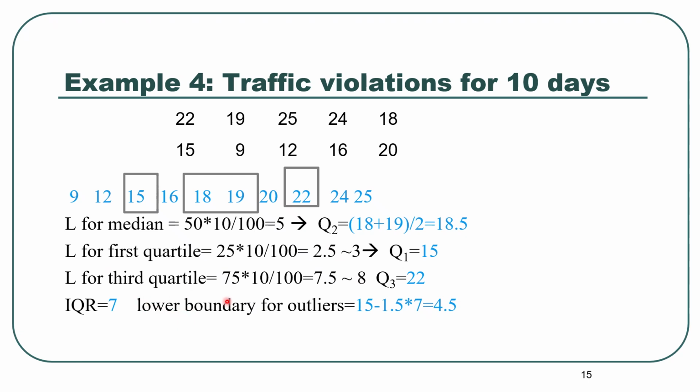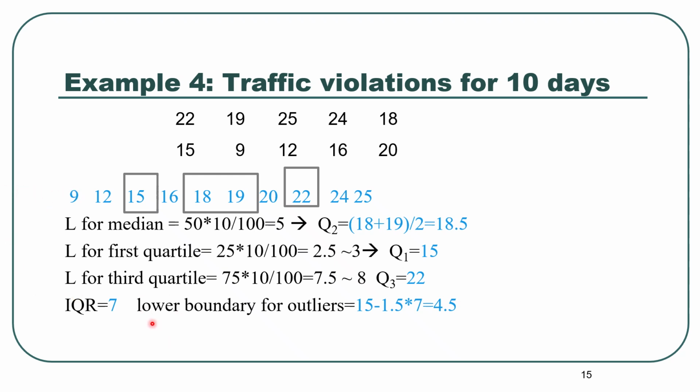So the lower boundary for outliers, which is any observation beyond 1.5 interquartile range from the Q1? So Q1 minus 1.5 times interquartile range would be 4.5. So this is the lower boundary, beyond which any observation would be considered an outlier. Here we don't have any observation beyond 4.5, so we don't have an outlier in that direction.